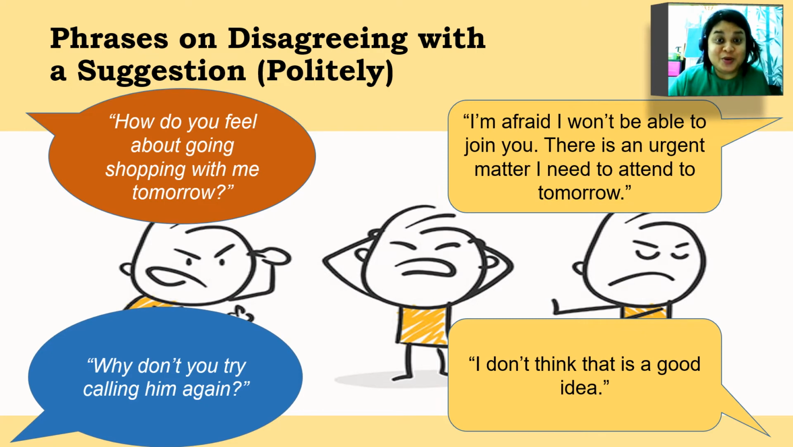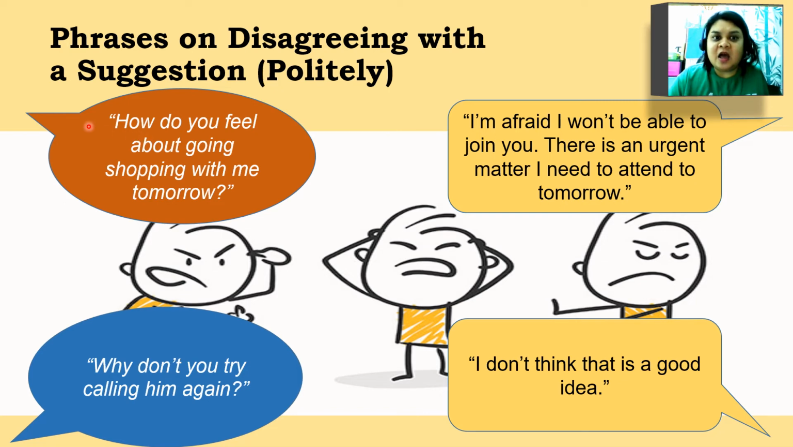Let's do another role play using phrases on disagreeing with a suggestion politely. I am going to be person A and you are going to be person B. I will read out the dialogue of person A and I want you to respond to my suggestion by reading out the dialogues on both the yellow boxes. Are you ready?